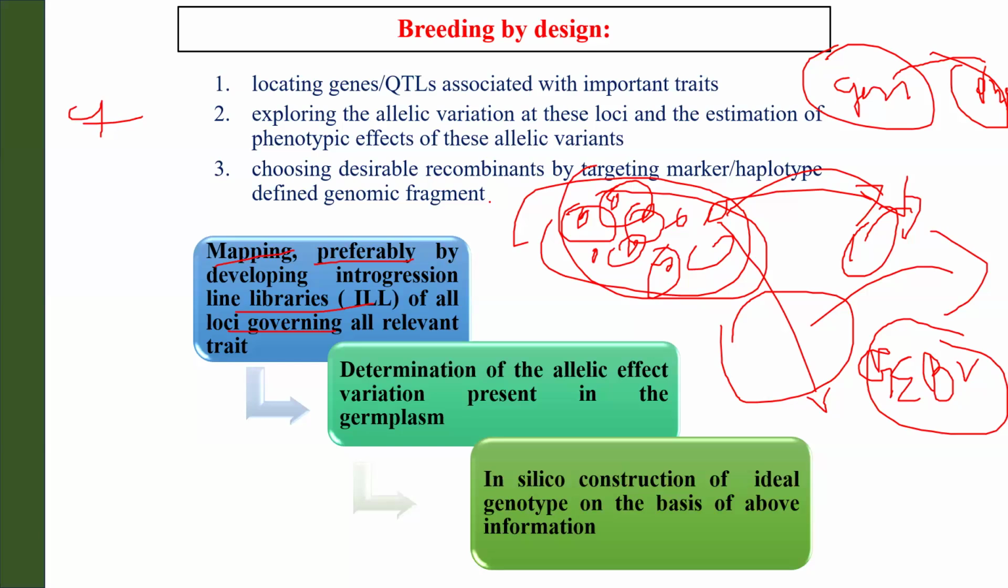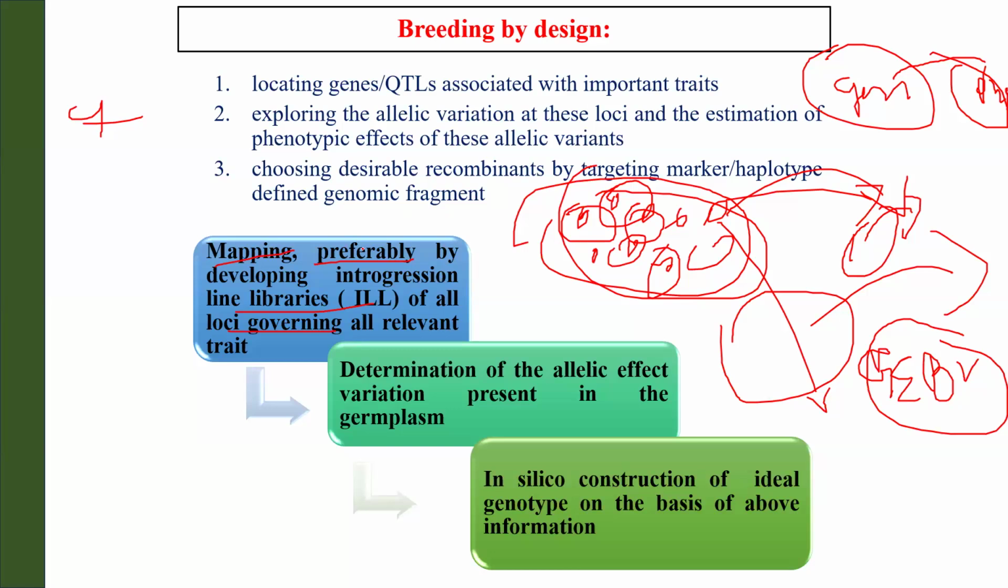For example, transgenics can also be considered in designer crops. Can you repeat? Sir, can we consider transgenics as a designer crop, sir? Yeah, that can also be done.